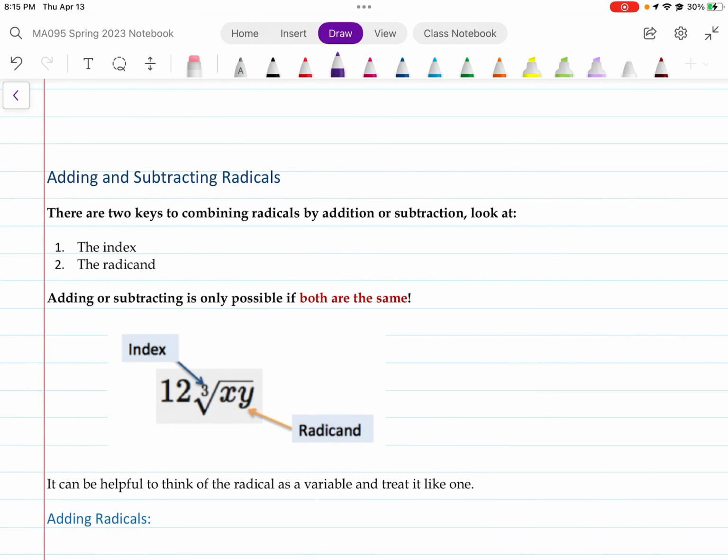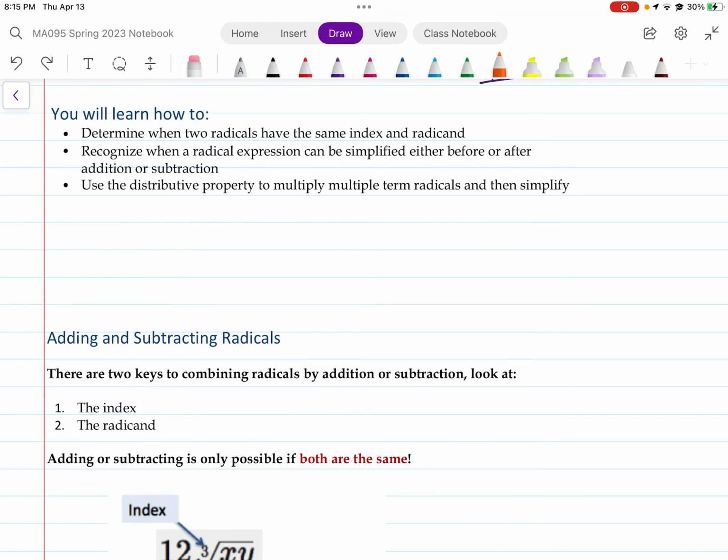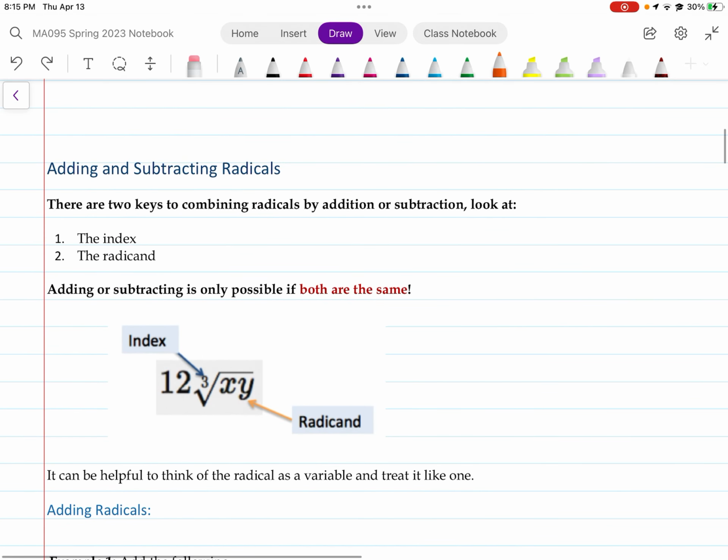So we need to know what the index is and the radicand. So when we talk about this, we can use the words. So the index is just the root, what root it is. The radicand is the whole portion that is underneath the radical sign. So it's going to be really helpful to think of the radical as a variable and treat it like one.